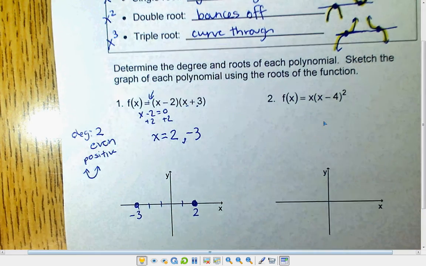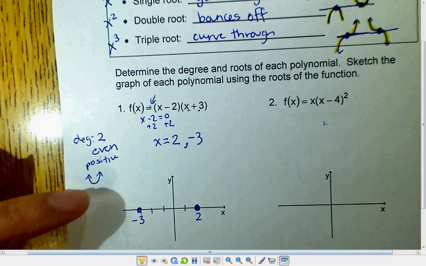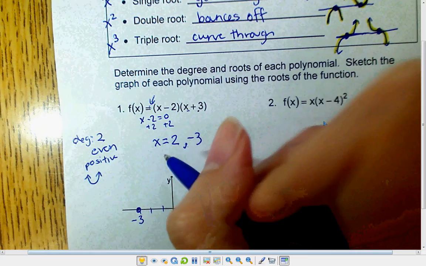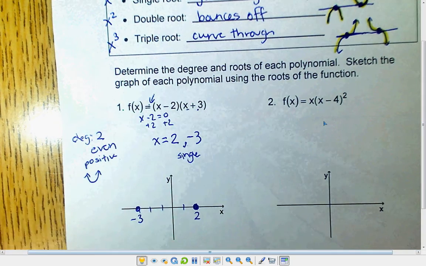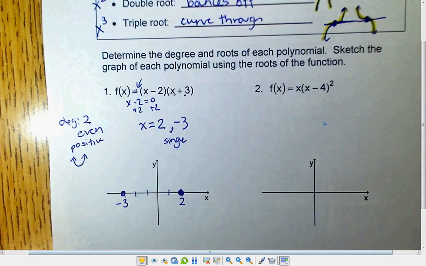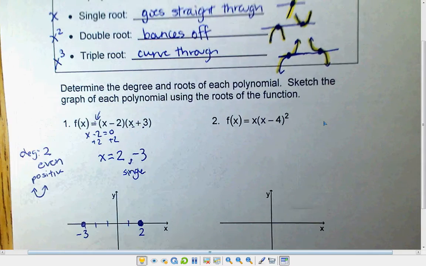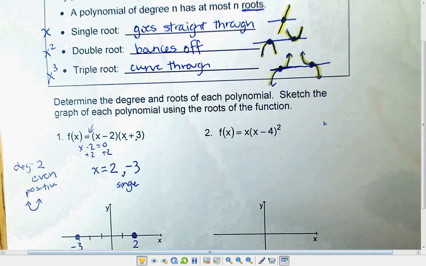Here's negative 3. And so we know that on both sides we want it to be going up. Both of these are single roots because there's only one of them. We're going to do an example in a bit that shows more than one. Both of these are single, so what that looks like is it should go straight through your graph.